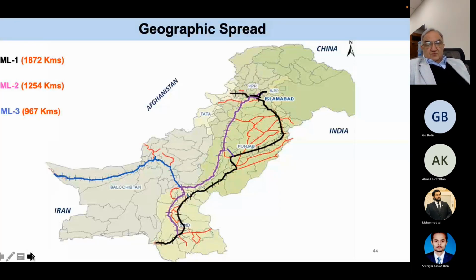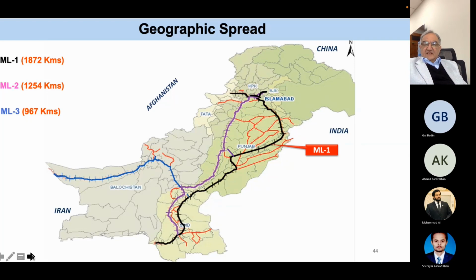But when you look at ML-2, the purple line, it is shorter, but should have been in as good a condition as ML-1, but physically it is not. ML-3 then starts from Rohri, in the center, the blue line that is going towards Iran. It has two branches, one is the Chaman line and one is the Harnai line. Will be restored already. Gwadar has yet to be connected. And the red lines that you see on the map are all branch lines or subsidiary lines. Some of them are very important lines, but known as branch lines. So ML-1, ML-2, ML-3.